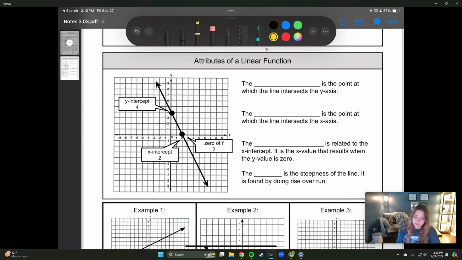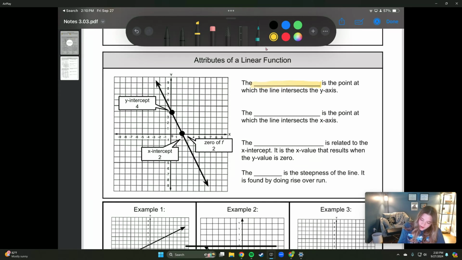So it gives you a linear function, it puts it on a graph for you. As you can see, it's already labeled it. We're going to be naming these attributes. Let's look at this first one. It says the blank is the point at which the line intersects the y-axis. If you look at your graph, your y-axis is your vertical line, right? Your x-axis is your horizontal line. So if I'm looking at the graph, let's find where it crosses on that y-axis.